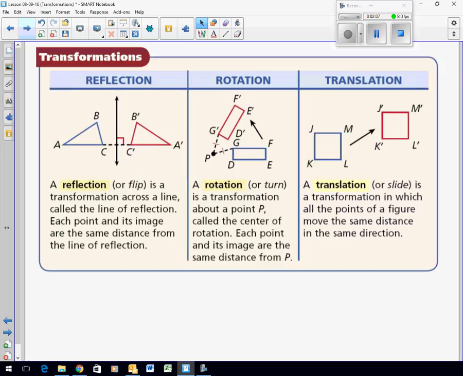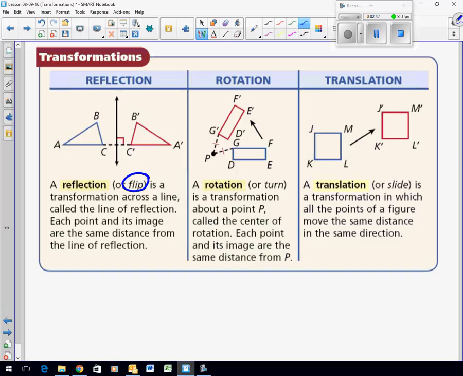We first have a reflection. And I will tell you the trigger word that goes with each of these. A reflection is simply a flip. And it is a flip across a line that we call the line of reflection. Each point and its image are the same distance from the line of reflection. So this would be a reflection from ABC across the y-axis to A prime, B prime, C prime. A flip across the y-axis.